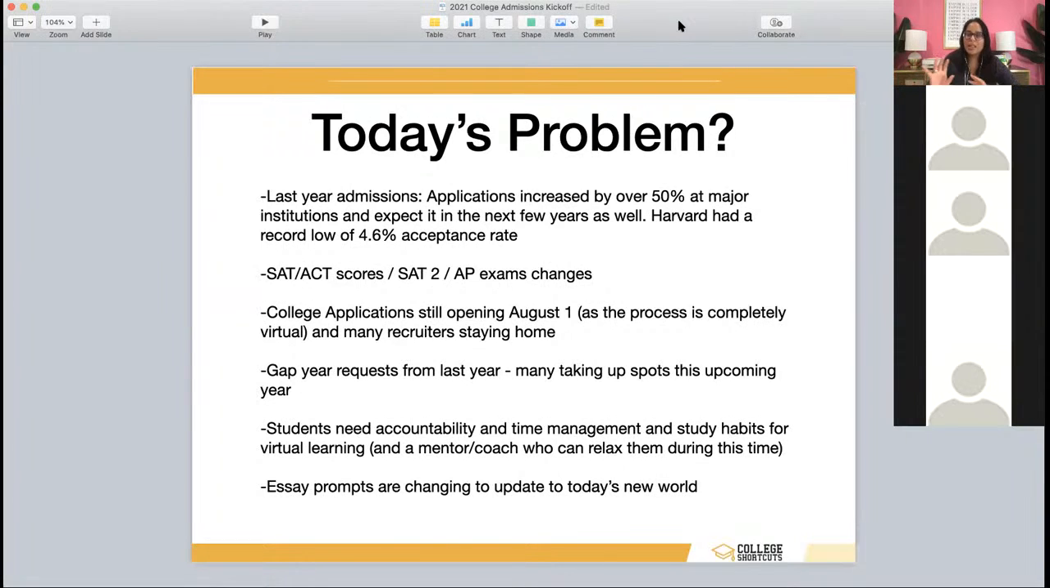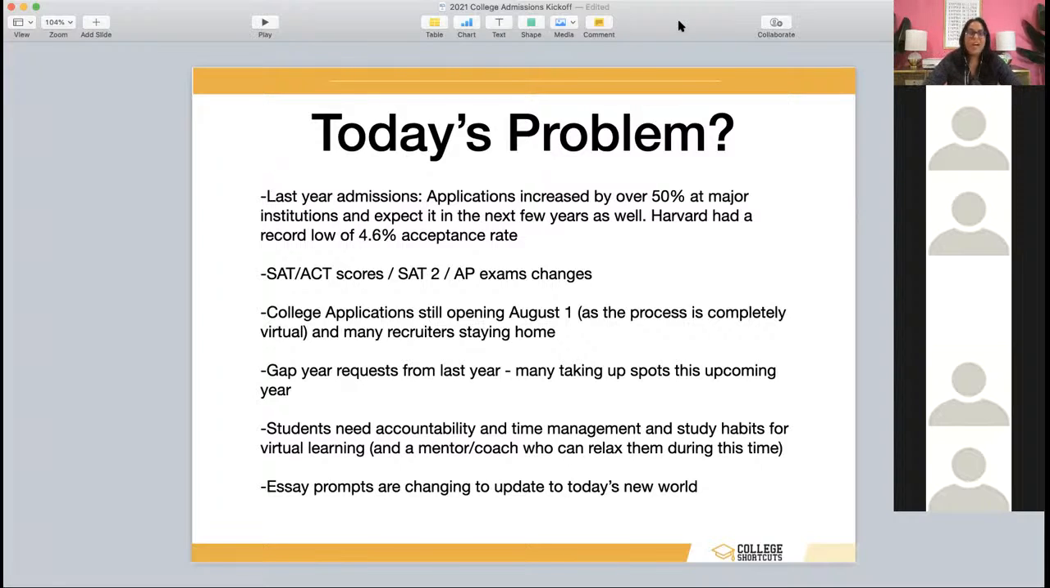Again, there are a lot of things around that I'll be diving into. College applications still open August 1st. Guys, last year they still opened August 1st. They didn't change anything because it's a fully virtual process. Keep in mind, many of the recruiters are staying home. They're not going to visit every high school and touch everybody. No, they're doing their sessions like this. So they have a lot of time on their hands starting August 1st. Wouldn't it make sense to apply earlier?